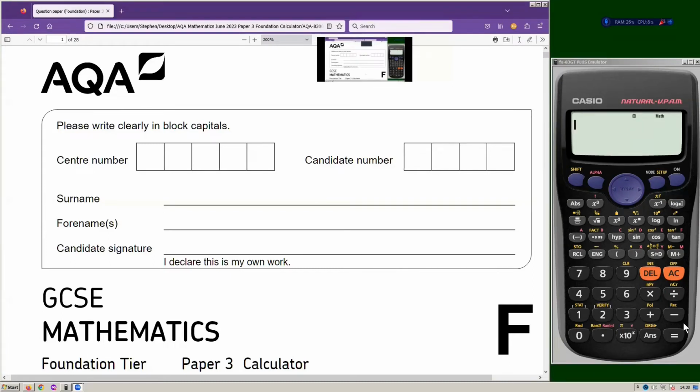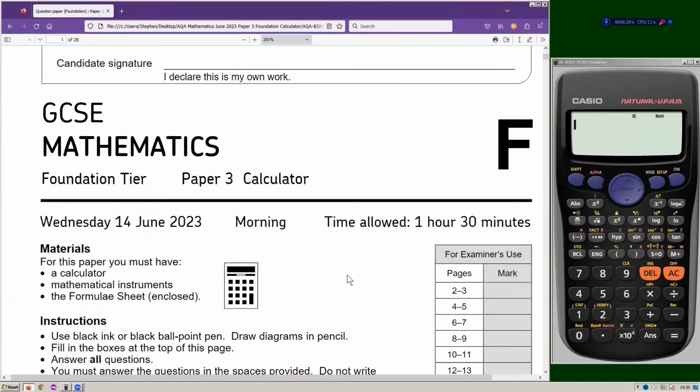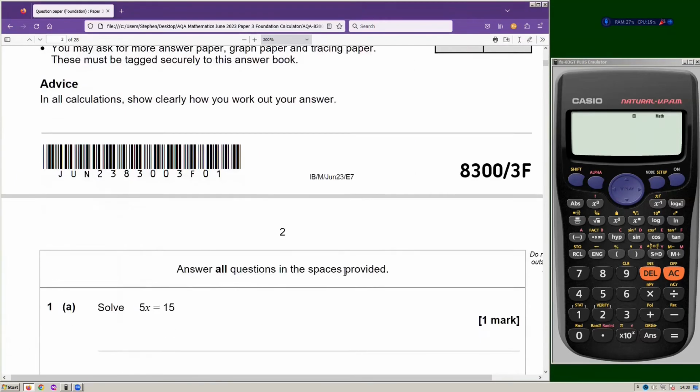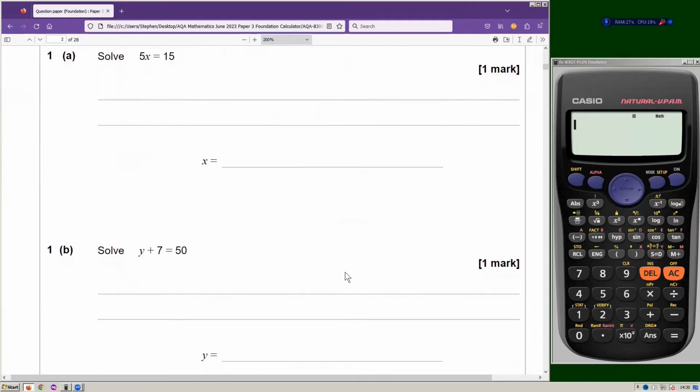Okay, this week we've got the AQA GCSE Mathematics paper Foundation tier, paper 3, and it's a calculator one. So I've got my emulator up here, and usual thing, let's see what we've got. 1.5 hours. Answer all the questions as usual. Off we go. Let's have a look.